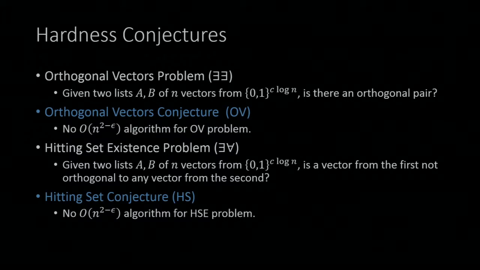but just for the hitting set existence problem instead. And the reason I put these quantifiers up here is to explain better why we want to move to the hitting set existence problem for radius. So for the orthogonal vectors problem, it's an exists. Is there a vector in A, and is there a vector in B such that this property holds? The hitting set existence problem, on the other hand, says, does there exist a vector in A such that for all vectors in B, we have a certain property? And so the next slide explains this quite well.